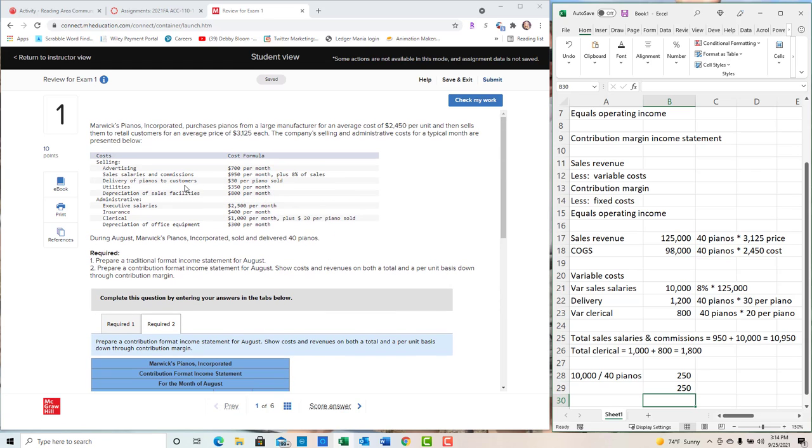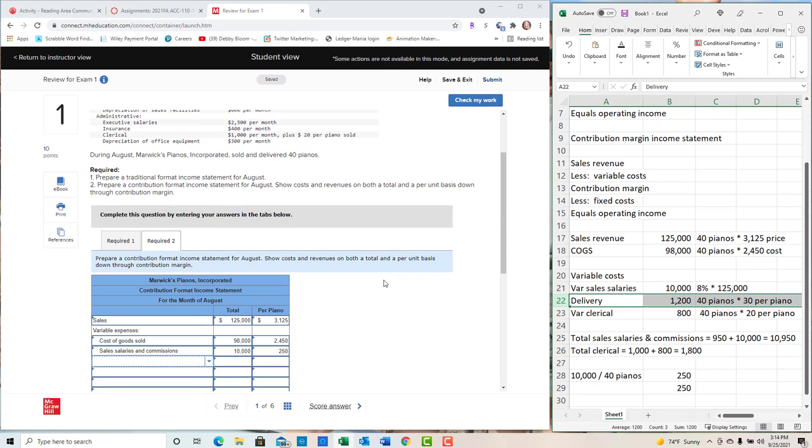The next one we have is our delivery cost. We've already calculated the variable delivery cost. So that one was $1,200. And they gave us that one was $30 per piano. It was given in the problem. So we really don't have to calculate that.